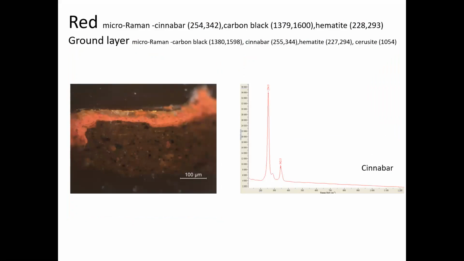So in the red layers, we found mostly cinnabar, carbon black, and hematite. These pigments were distributed in two different layers, but hematite has bigger frequency in the first layer, and vermilion has a bigger occurrence in the finishing layer. And this is interesting because as vermilion was more expensive than hematite, it was used only in the last layer. This is interesting to see.